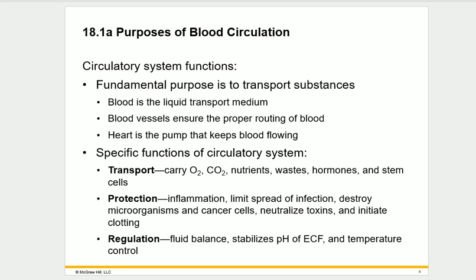So the main purpose of this whole thing is to transport substances from place to place within the body. Blood is going to be that liquid transport medium. The vessels are going to ensure the proper routing of that blood, and then the heart is the pump that keeps everything moving, right? Specific functions are transport, protection, and regulation, all of which we'll talk about a little bit more specifically.